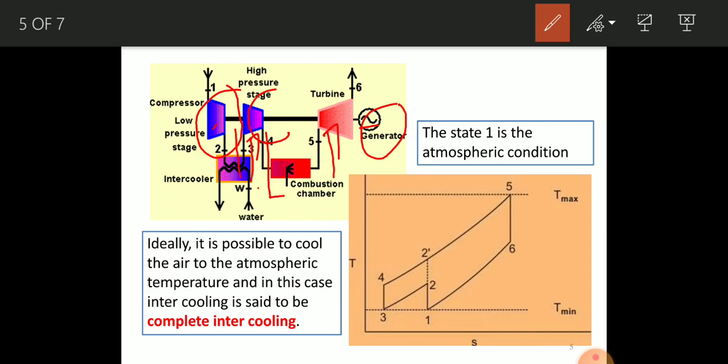So this is the simple process of introducing the intercooler in the gas turbine in order to increase the efficiency of the cycle. I hope it is clear.